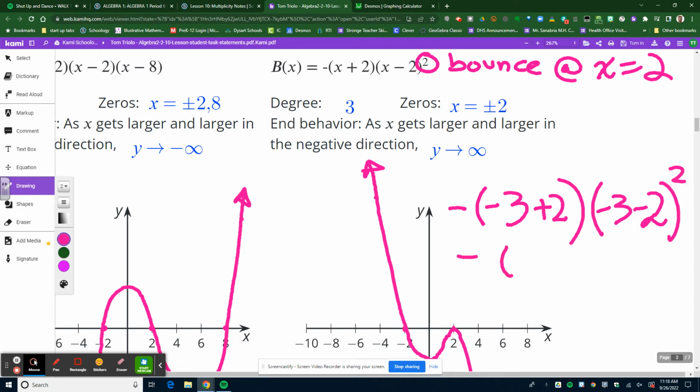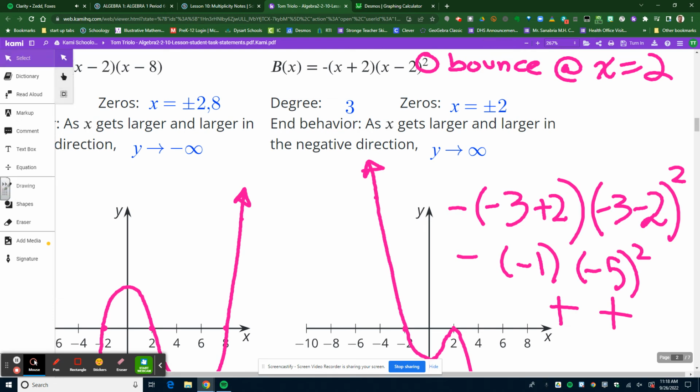Negative 3 plus 2 is negative 1. Negative 3 minus 2 is negative 5, but I'm squaring that. Okay? So far, so good? Okay. So this is positive, right? Because a negative squared is positive. And a negative times a negative is positive. So that's also positive. So I'm always going to end up with a positive number. Can you do it for the other one? On the other side? Oh, no, for A.